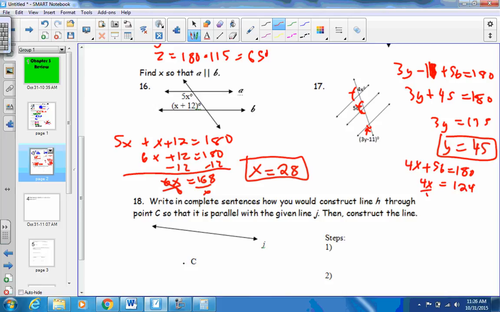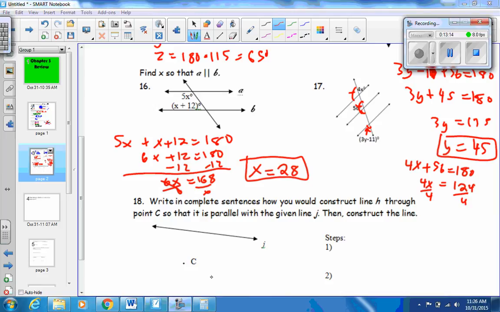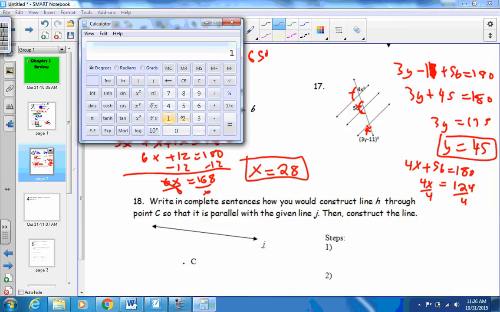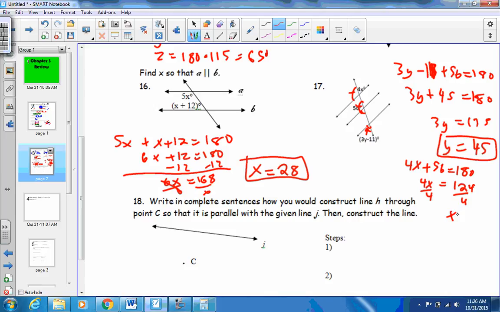And you divide that by 4. 124 divided by 4 would be 31. So x would be 31. We got x and y.